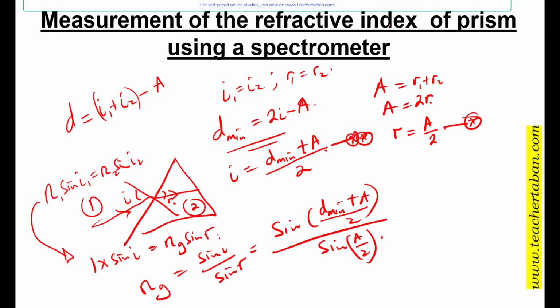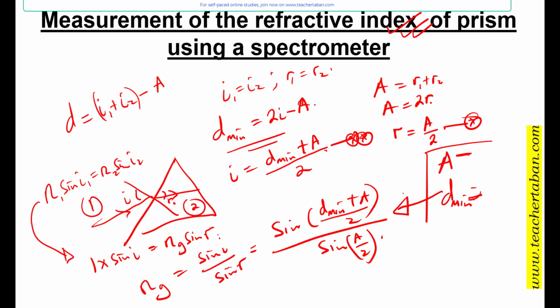In other words, for us to describe an experiment of determining the refractive index of a glass prism using a spectrometer, we need to get the refracting angle of the prism and then the D minimum. So simply highlight the steps in measuring both of these two, and then finally end up with this equation.